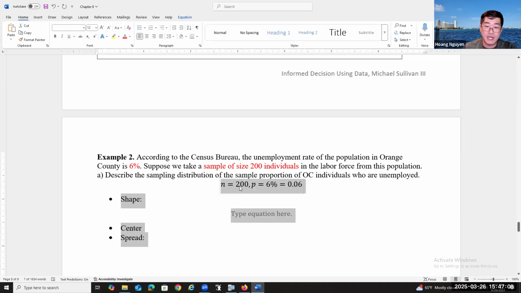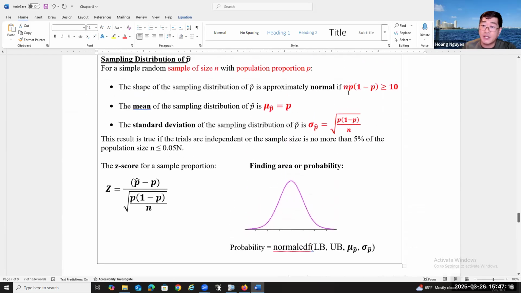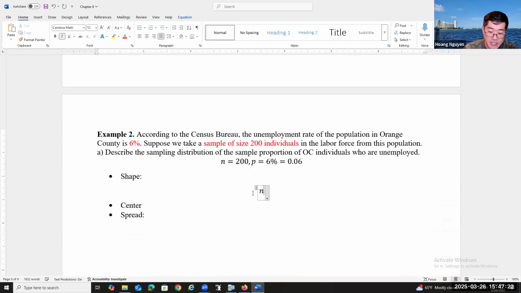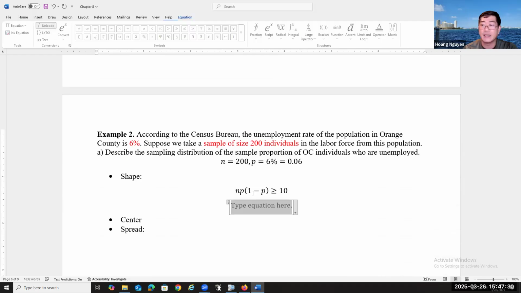Okay, so we have the sample size n is equal to 200. We have the population proportion P is equal to 6%. Now I'm going to plug into the condition to double check if this condition is true. So I'm going to take the sample size n times the population proportion P, times 1 minus the population proportion P. Make sure that this calculation is more than or equal to 10.